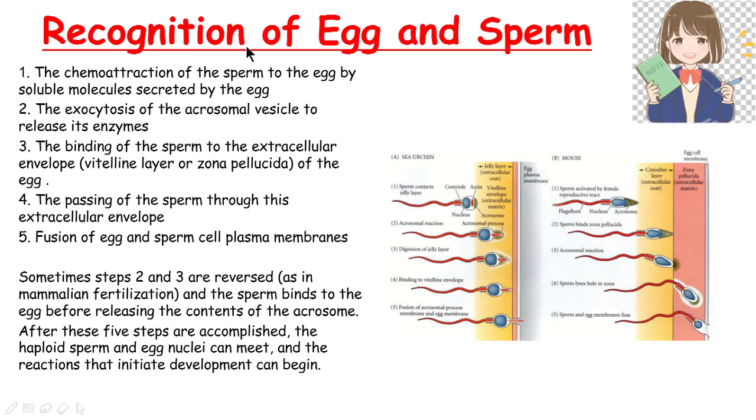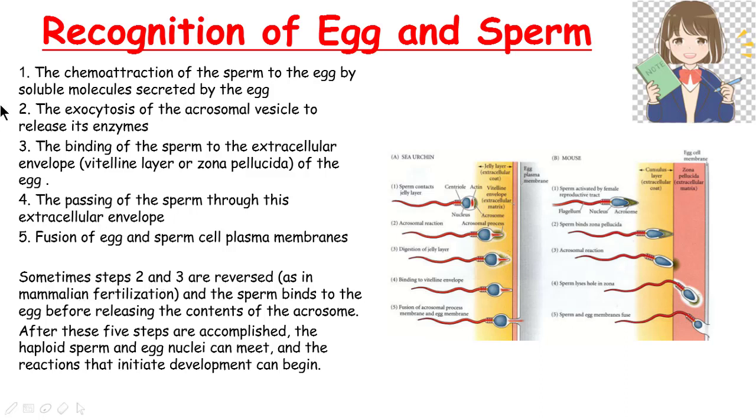How do we recognize the egg and the sperm? The recognition of egg and sperm: the chemoattraction of the sperm to the egg by soluble molecules secreted by the egg; the exocytosis of the acrosomal vesicle to release its enzymes; the binding of the sperm to the extracellular envelope, the vitelline layer or the zona pellucida of the egg; the passing of the sperm through this extracellular envelope; fusion of egg and sperm cell plasma membranes.